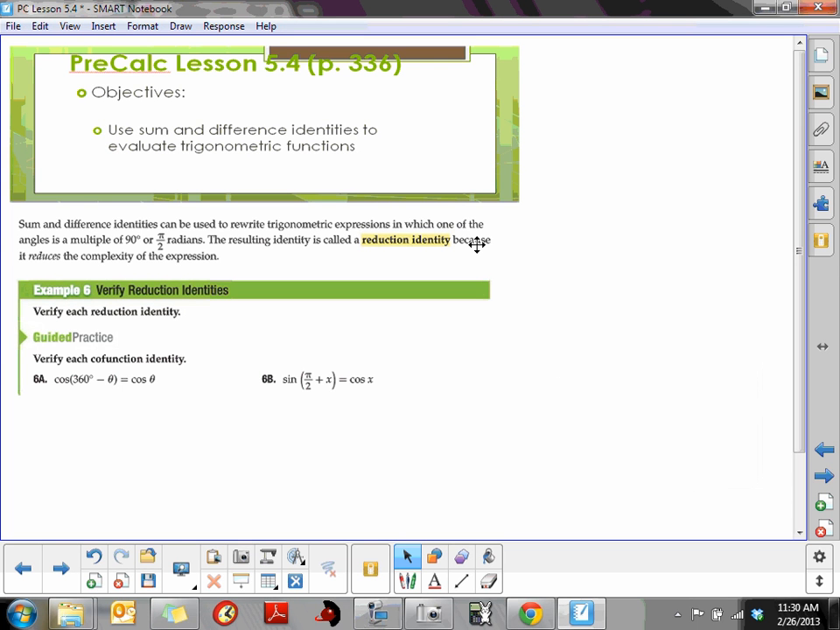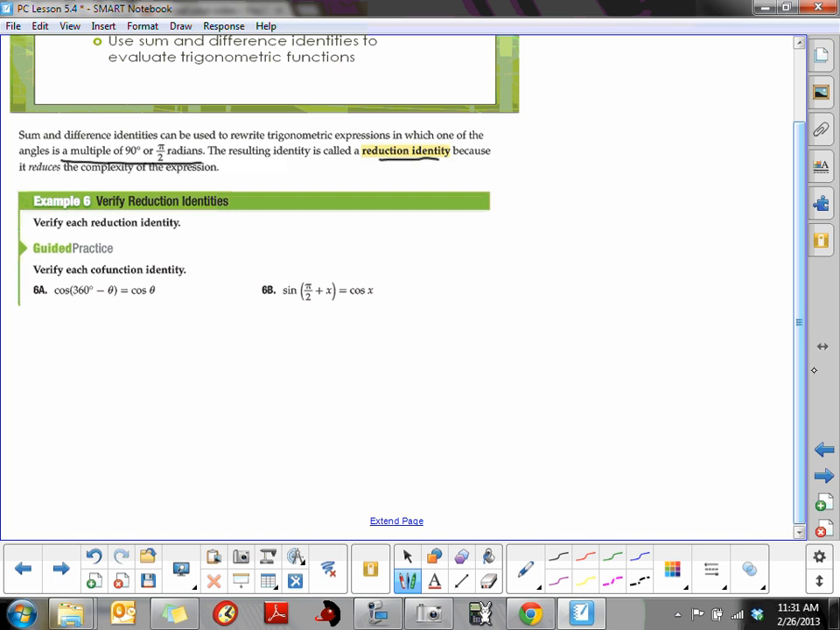In the sixth example, they throw in a little bit of vocabulary and some ideas of what a reduction identity is. Sum and difference identities can be used to rewrite trig expressions in which one of the angles is a multiple of 90 or pi halves. And this is, I guess, the important part of it all. If it's a multiple of 90 or pi halves, the resultant identity is called a reduction identity. So they're given a certain name, a reduction identity, because they're multiples of 90 or pi halves, and they say it typically reduces the complexity of the expression. So we're just asked to identify, using our sum and difference identities, these different reduction identities.